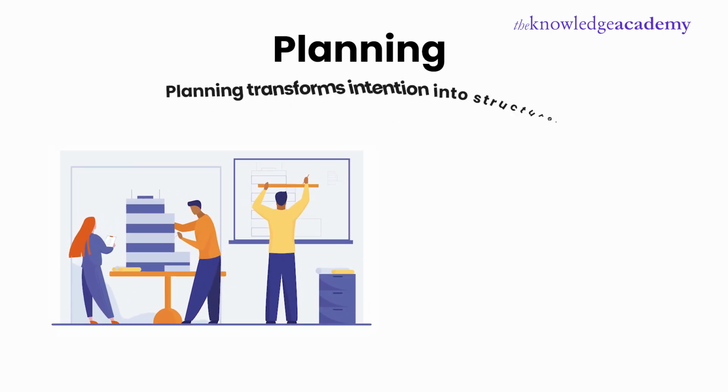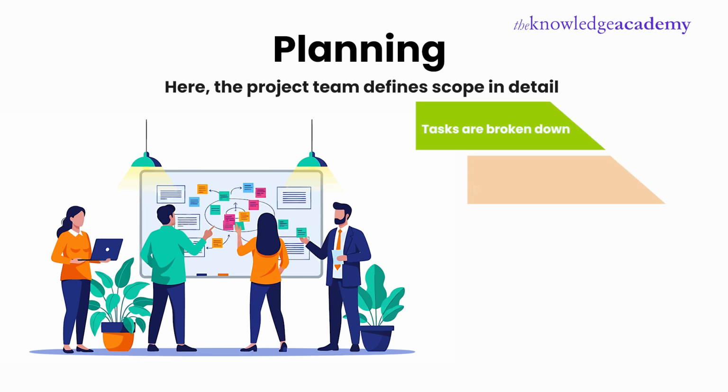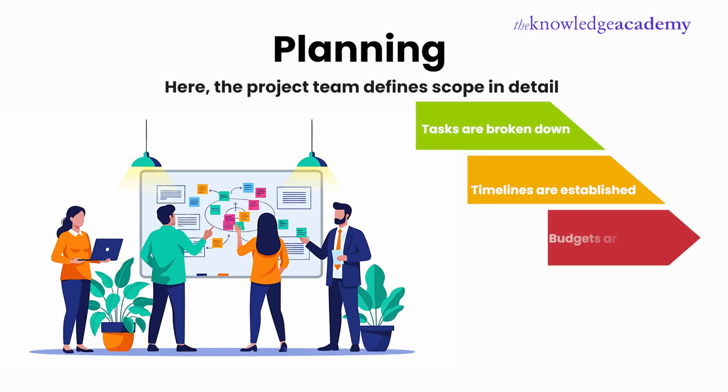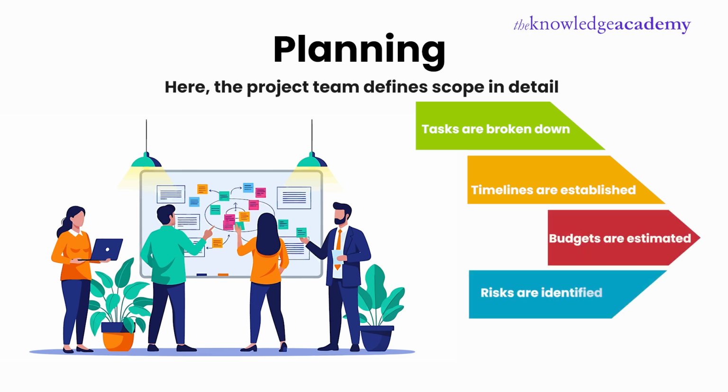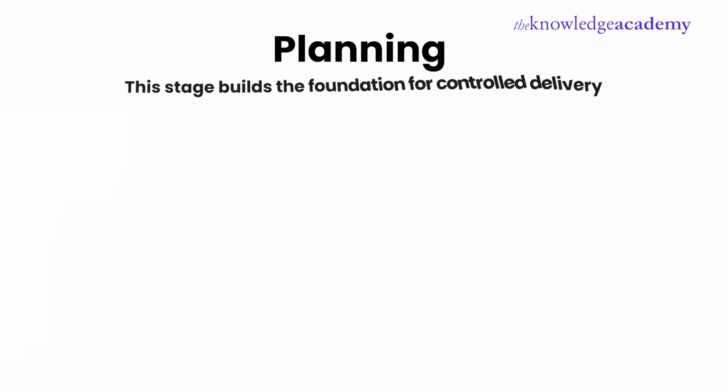Planning. Planning transforms intention into structure. Here, the project team defines scope in detail. Tasks are broken down, timelines are established, budgets are estimated, risks are identified, communication strategies are prepared. This stage builds the foundation for controlled delivery.